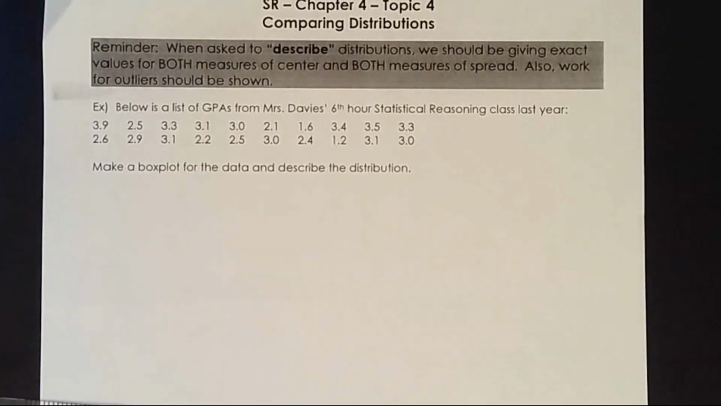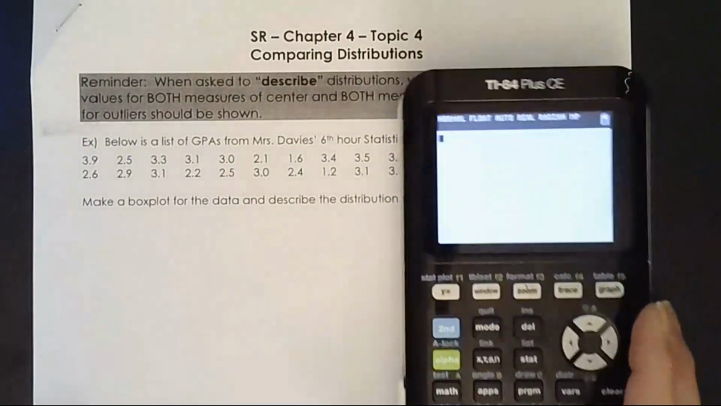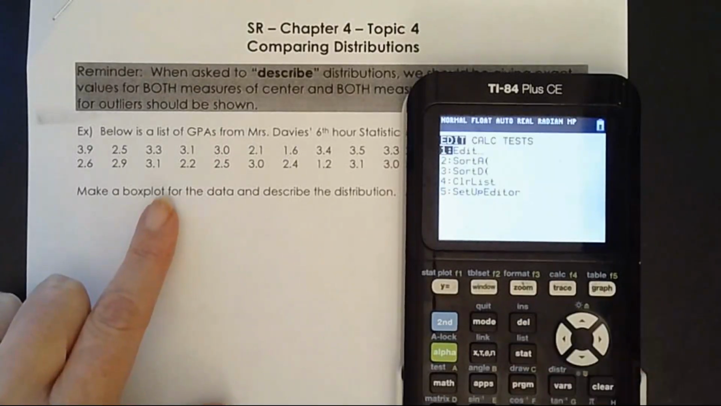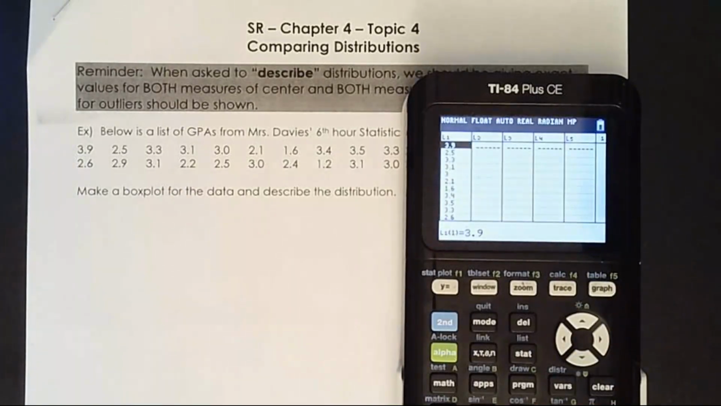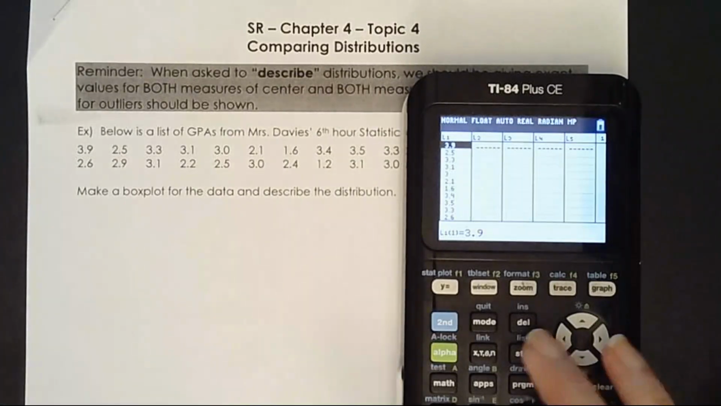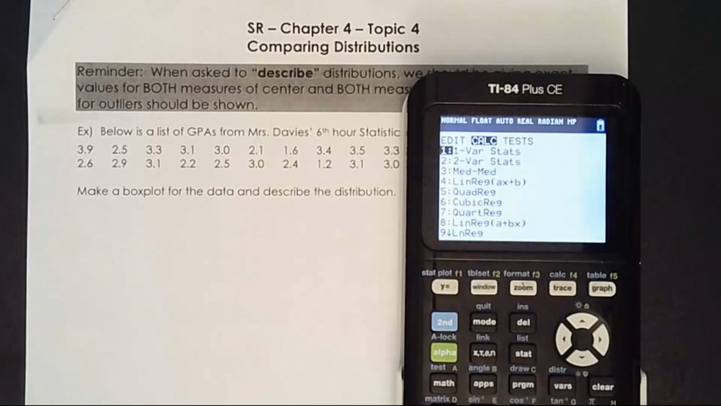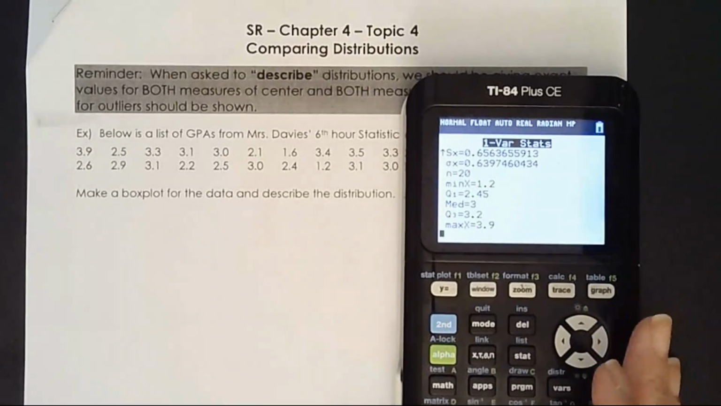In order to make a box plot, we need to type our data into a list and get our 5-number summary. Who can remind me, how do I get to a list? Stat. Perfect, go ahead, type your data into a list. Then you go to stat, arrow over to calc, and number one, variable stats. Scroll all the way down, that brings up your 5-number summary.